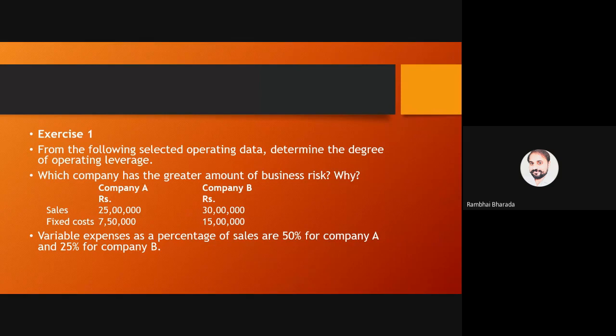Now, for company B, contribution for company B, 22 lakh 50,000 upon operating profit, 7 lakh 50,000. Final answer for company B, 22.50 upon 7.50. Answer for company B is 3. So calculation of operating leverage is now done for everyone. For company A, our final answer is 2.5, and for company B, final answer is 3.